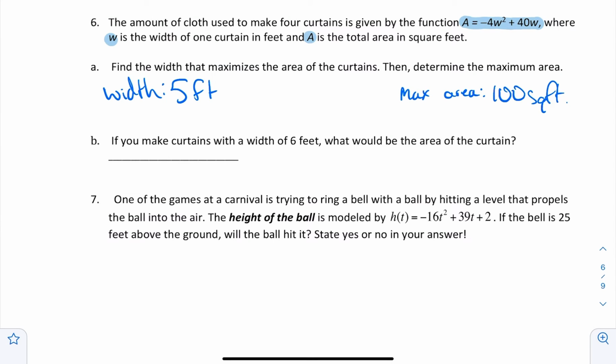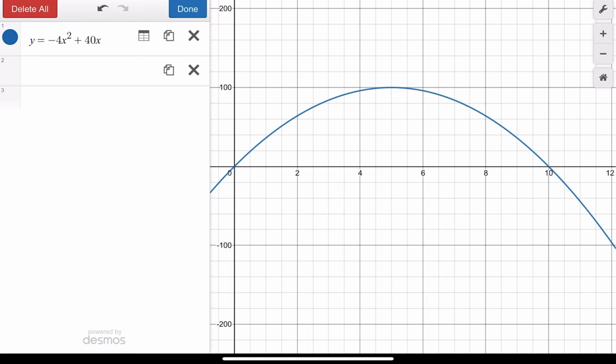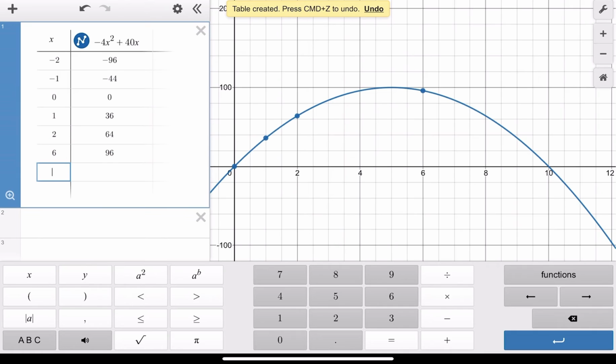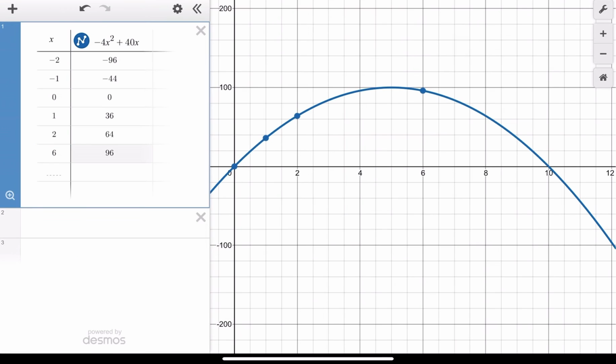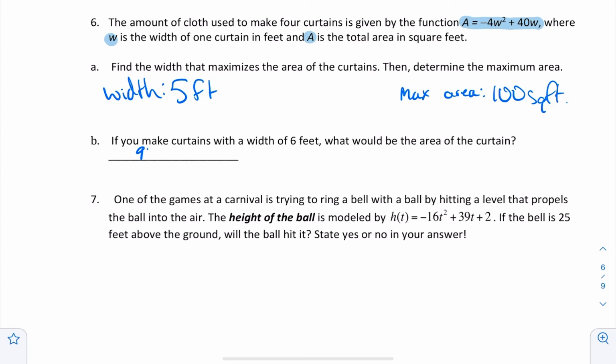So then if I make curtains with a width of 6 feet, I need to know the area, which means that I need to use the table function, because it's asking me for what happens at exactly 6. So we use settings, table, we input 6, and if I have a width of 6 feet, that means that I'm going to get an area of 96 square feet. So I get 96 square feet when I have a width of 6. Again, graph the equation, know what your inputs or x's are, know what your outputs or y values are, see what happens.